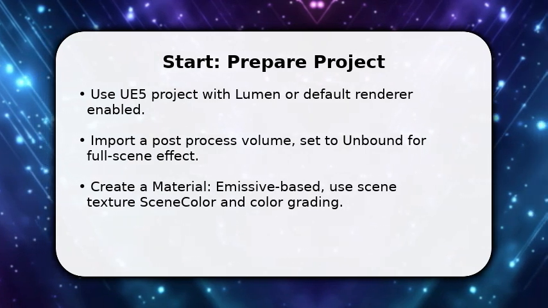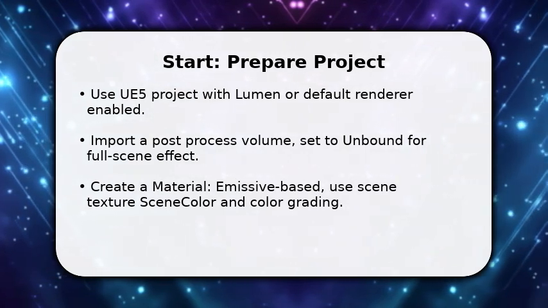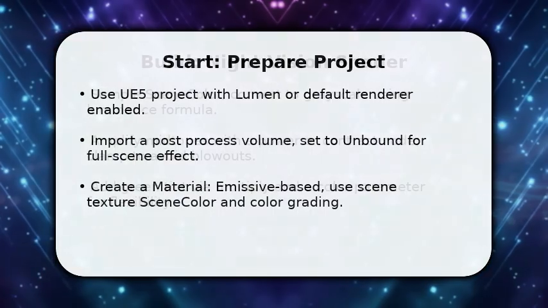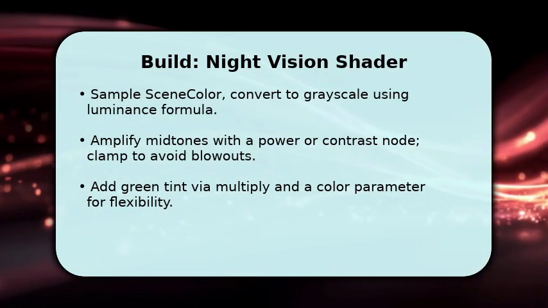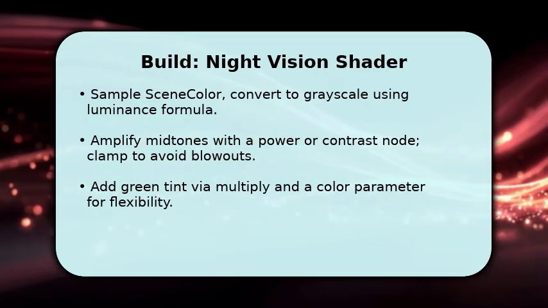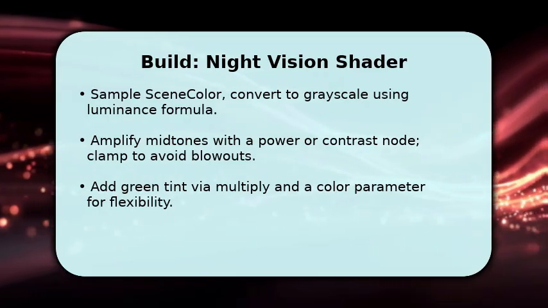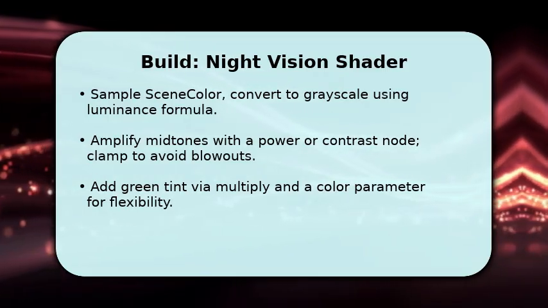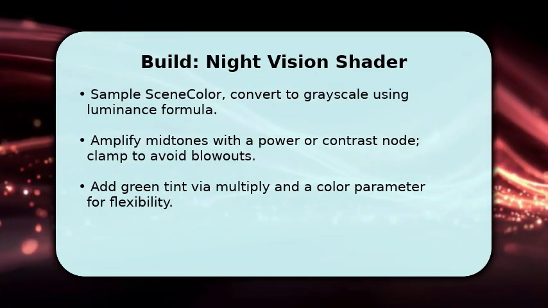Next, you construct the shader. Sample scene color and convert to grayscale with a luminance calculation so brightness dictates the effect. Then amplify midtones using a power or contrast node. This boosts visibility in low light while clamping prevents blown highlights.